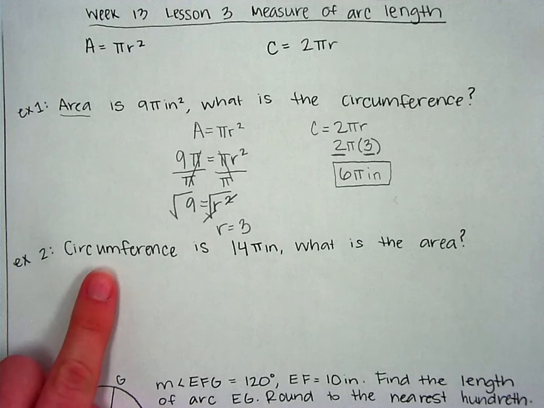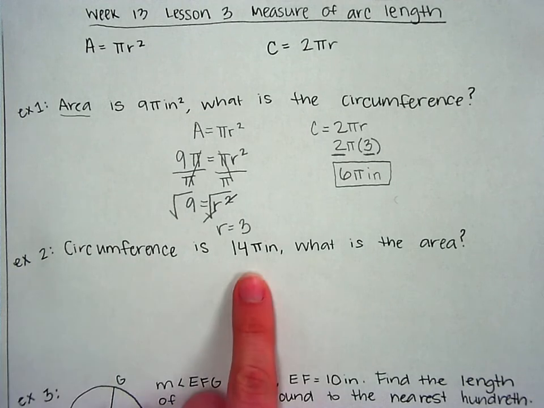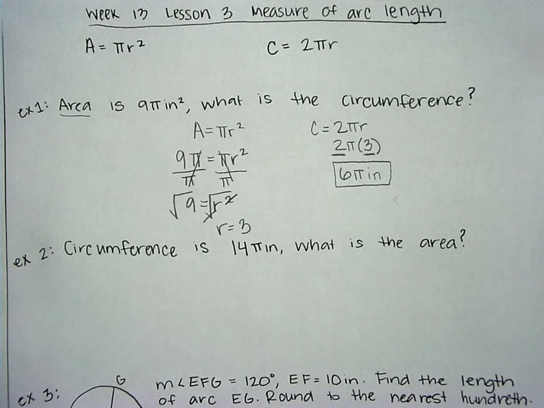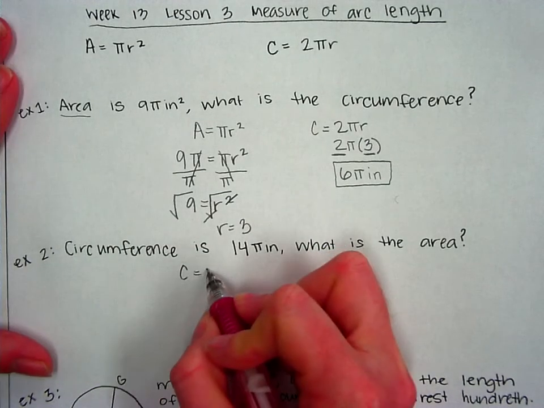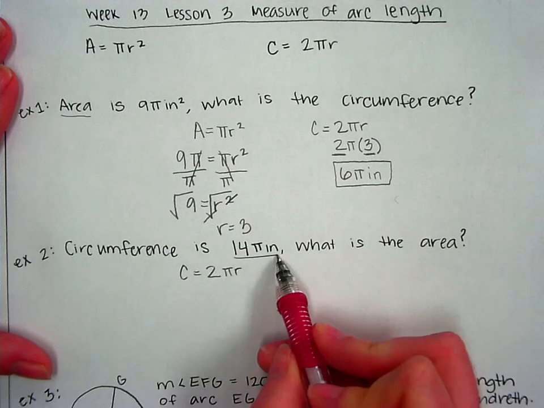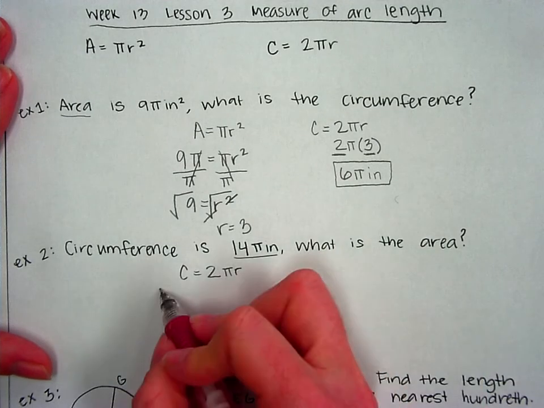Now this problem says the circumference is 14 pi, and they want to know what's the area. So we're doing the same thing, but this time we're doing it in opposite order. We're going to plug into the circumference formula, find the radius, and then plug the radius into the area formula. So I know my circumference formula is 2 pi r. And right here, they tell me the circumference. So I'm going to plug that in for my answer.